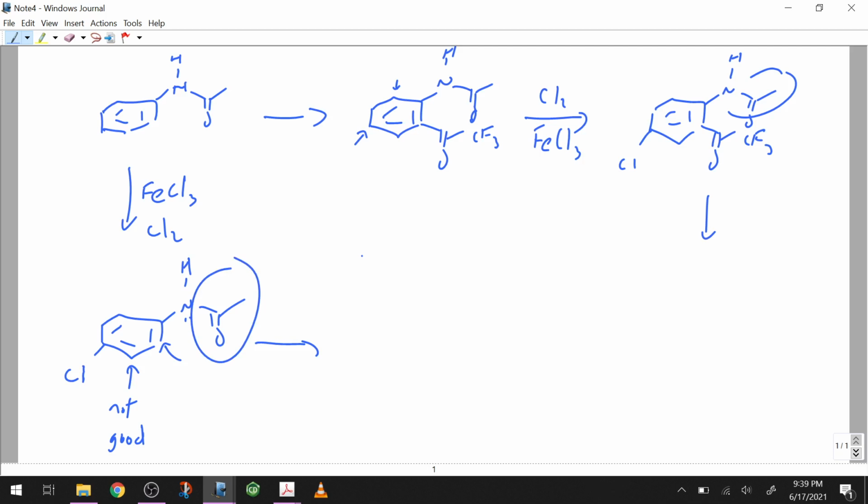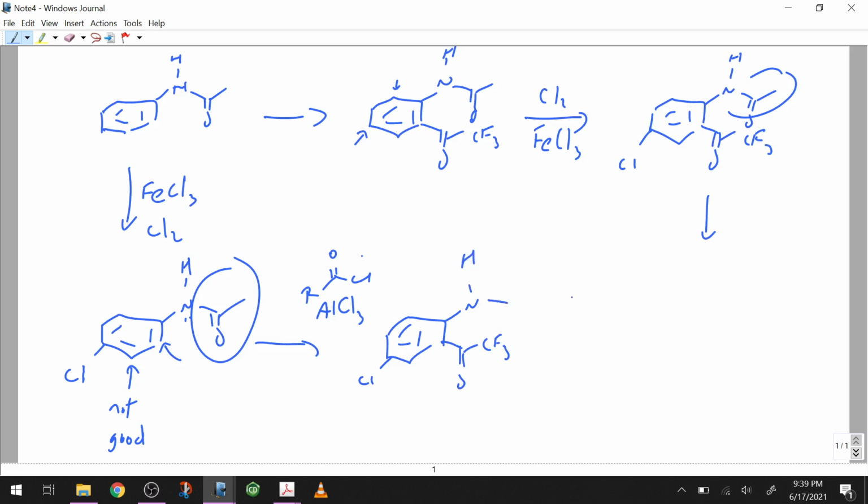So if I did that and did my Friedel-Crafts then, which is, to remind you, the acyl chloride and aluminum chloride, well, then I'm here. Now I've got what I wanted where I want it.